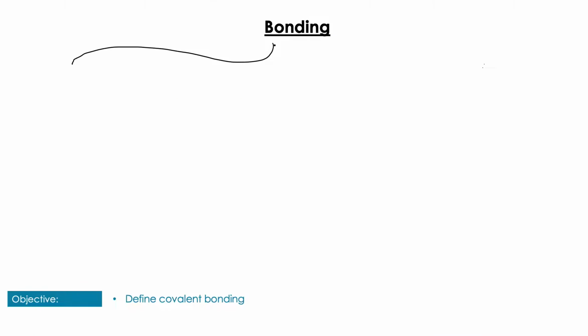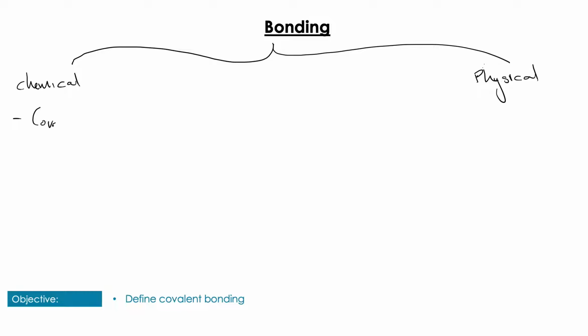Firstly, let's think about bonding in general. There are two major parts of bonding: chemical and physical bonding. Chemical bonding includes covalent bonds, which we're doing in this video, ionic and metallic bonding, which will be coming later in the unit. Physical bonds are intermolecular forces, sometimes called van der Waals forces.